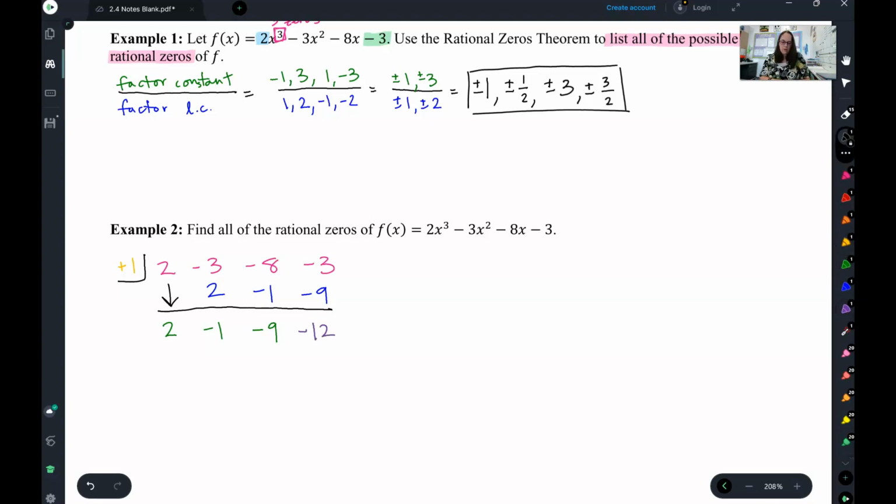That is definitely not a remainder of 0. So I can come back up here. Positive 1 did not work. So let's try negative 1.